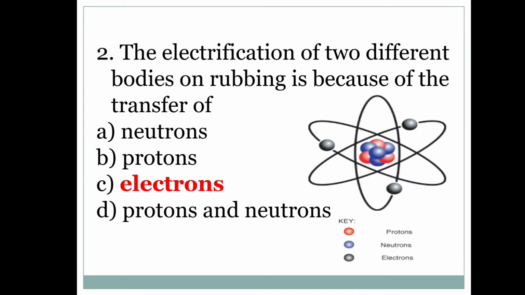Second one, the electrification of two different bodies on rubbing is because of transfer of the option A neutrons, B protons, C electrons, D protons and neutrons. The answer is electrons. When two bodies are rubbed, the transfer of electrons only will be there. So the answer is option C electron.